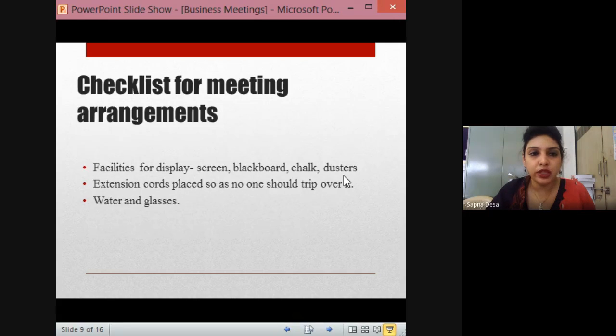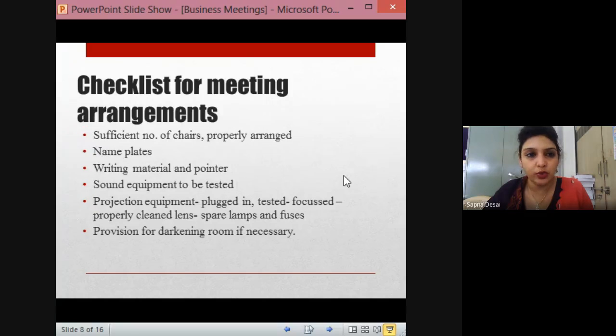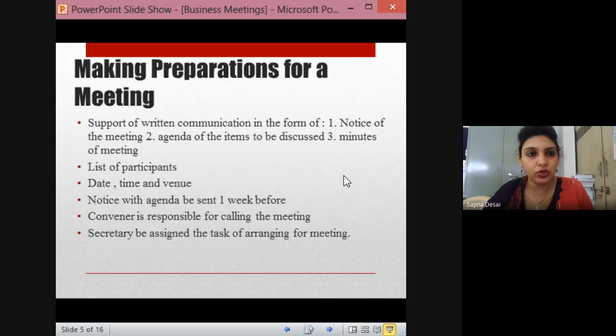Facilities for a display screen, whiteboard, markers, dusters, all these things should be there. Extension cords should be there, and they should be placed in such a manner that no accident ever takes place. Somebody should not trip over them and fall. Water and glasses: the last thing is water and glasses. So I think we have covered everything. These are the things you will keep in mind when you arrange a business meeting. All these preparations should be there.